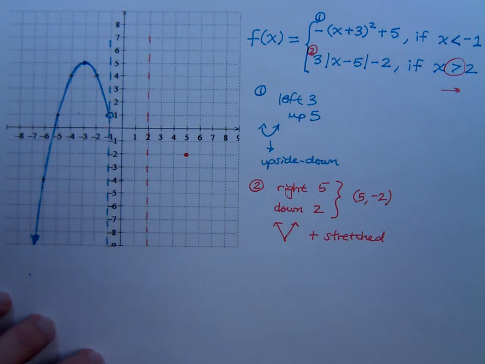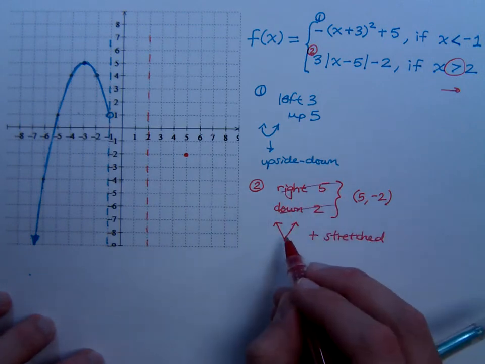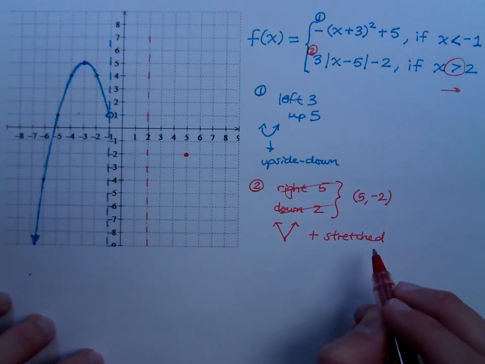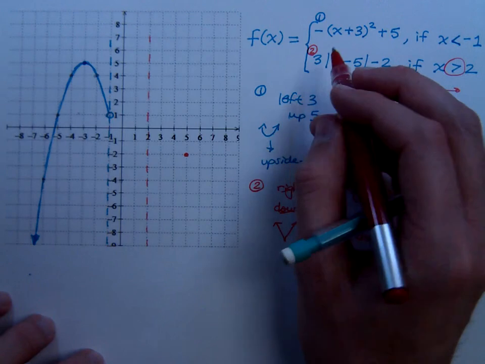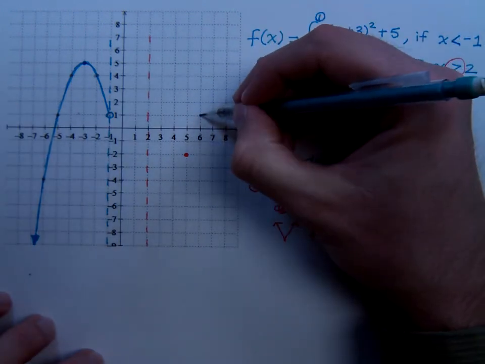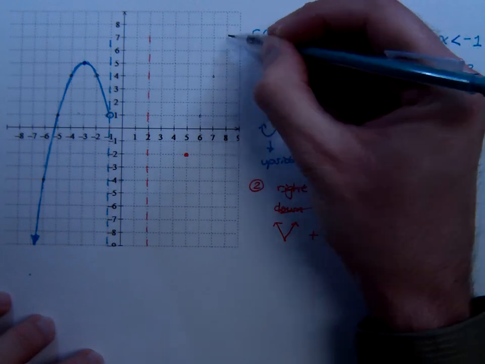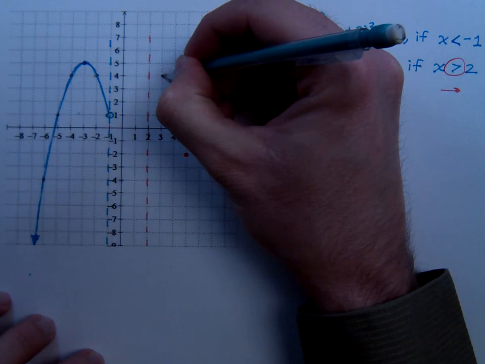Now keep in mind, you've gone right 5 and down 2. I don't need that stuff anymore. I need my absolute value stretched. I can use this guy as a slope only because he's absolute value. So from here I'm going to do what? Up 3 over 1, up 3 over 1, and so on. Repeat that on the left side, up 3 over 1, up 3 over 1.